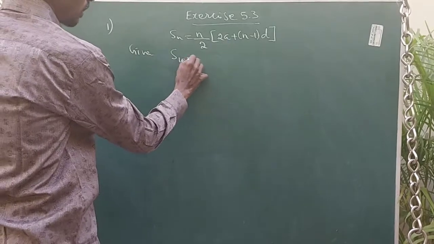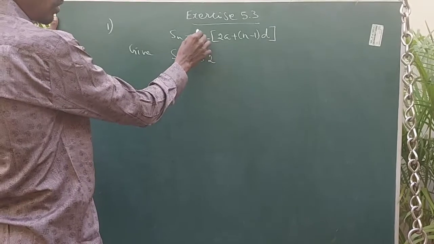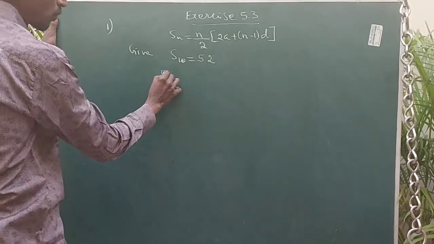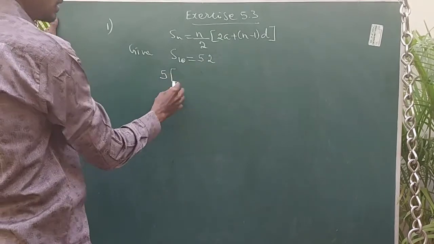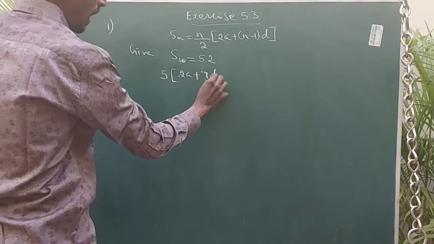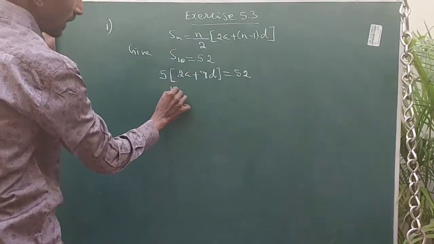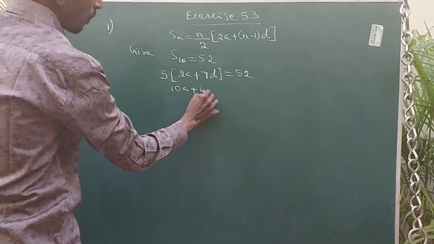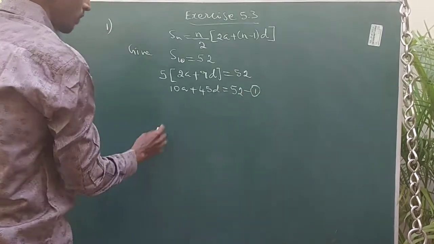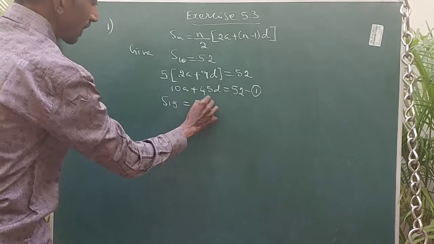In this question, given S10 equal to 52. So put n equal to 10 here. So 10 by 2, that means 5, into 2a plus 10 minus 1, 9d, equal to 52. So multiplying, we get 10a plus 45d equal to 52. Take it as equation 1. And similarly, the next one, the sum of first 15 terms is 77.